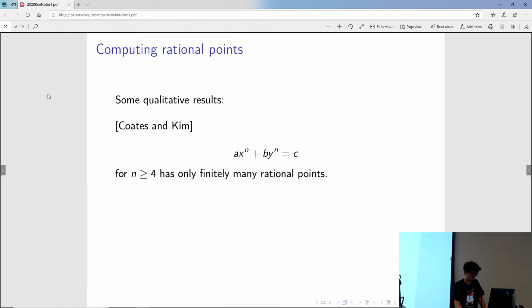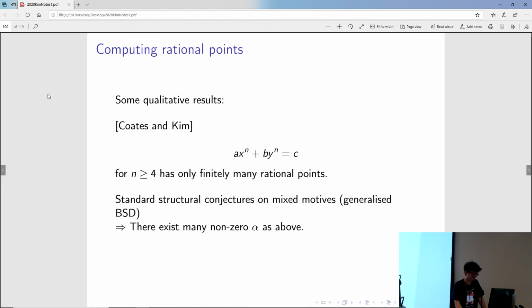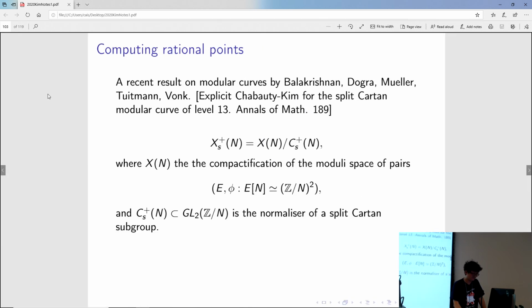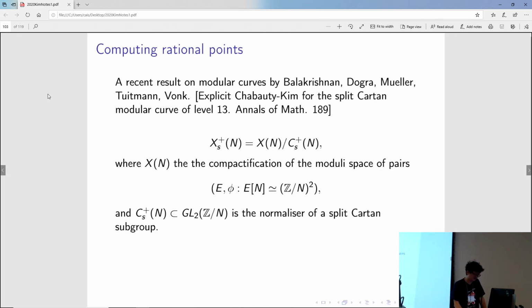I was also going to explain some qualitative results, but I'll skip over all these slides, sorry. And then there's this wonderful result of Jennifer, Nathan, Jan, Stefan, Stefan Müller and Jan Teutmann that computes all rational points using this method on the split Cartan modular curve of level 13. But that as well, I will skip for now.